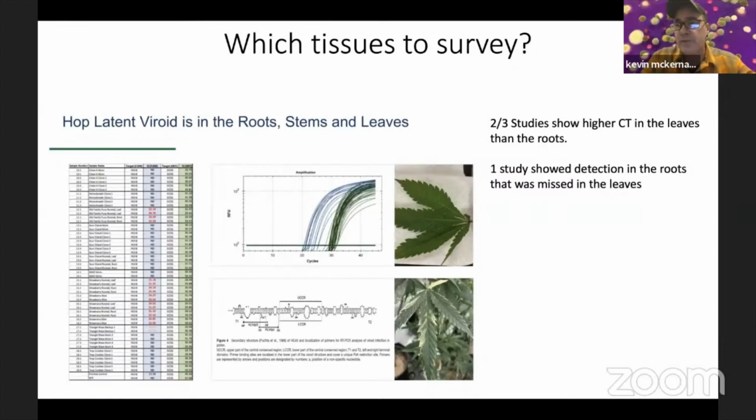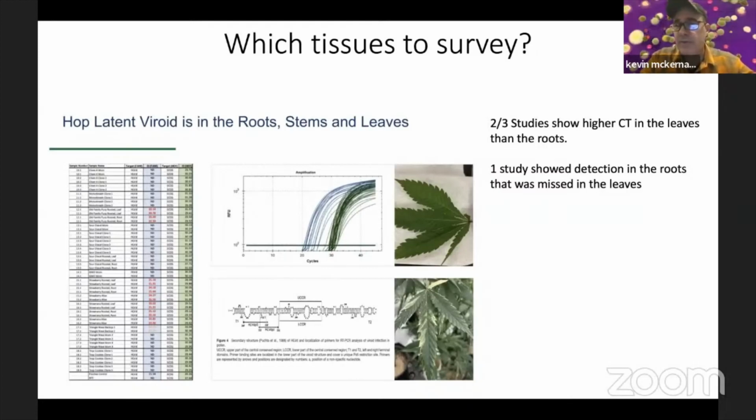We had two other studies that we performed where the leaves and the roots were giving us the same detection rate. In fact, sometimes the leaves even had higher CT scores, more viroid, lower CT scores. It's the inverse scale of PCR, but there was more viroid in the leaves than there were in the roots. So this has been a little bit confusing for us.